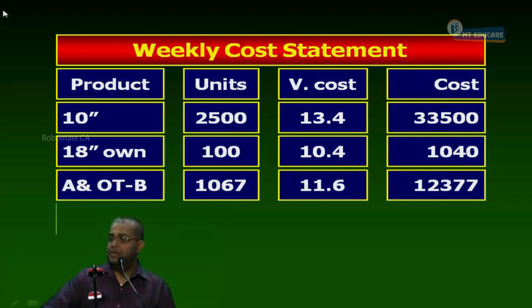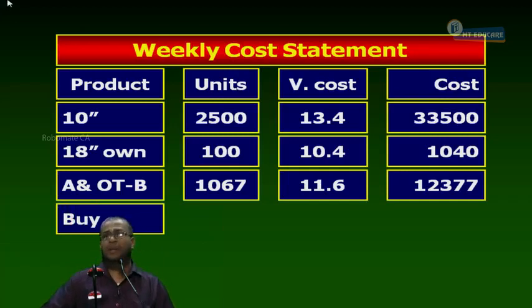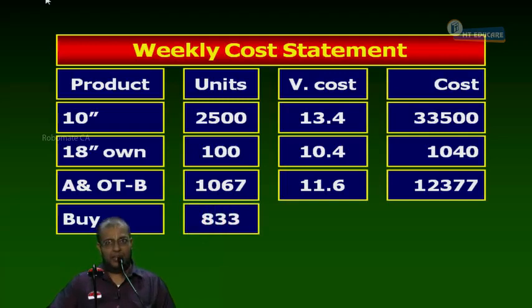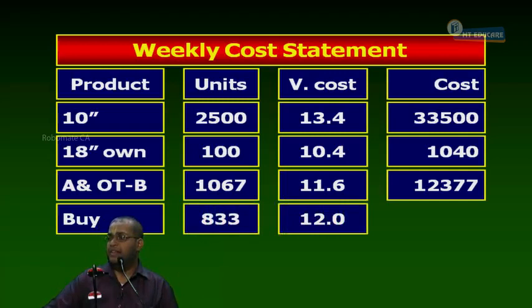Next is subcontract. That is buy. 18 inches by subcontract. How many meters? 833. At what price do you have to subcontract? 12 rupees. 833 into 12 gives you 9996.